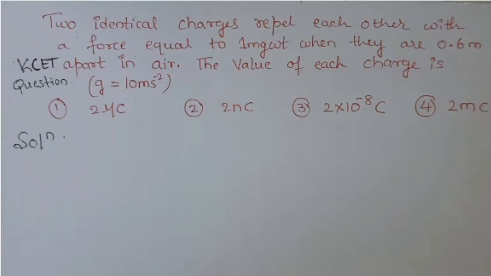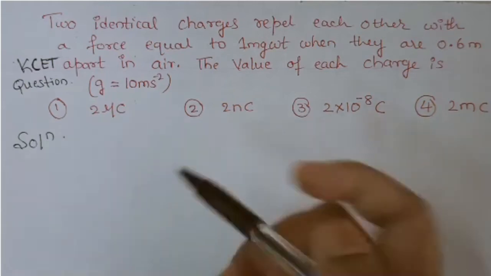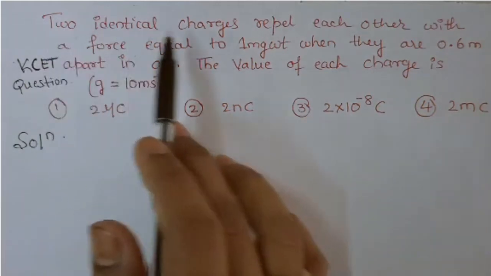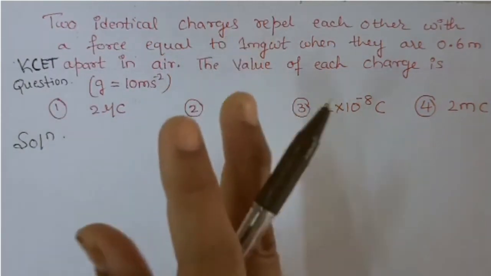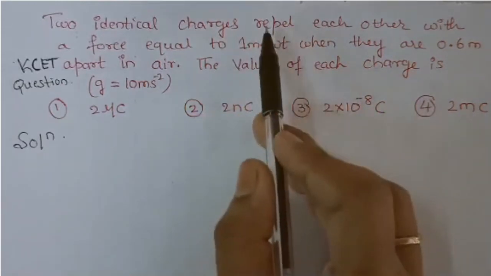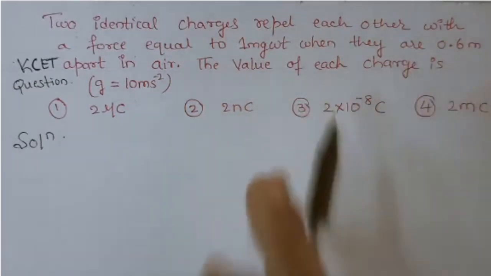So next, now I am going to take another question. This is a KCET question I have introduced here. So let us read the question thoroughly and understand it in mother tongue language. Two identical charges, that is, two same charges are there, they repel each other.